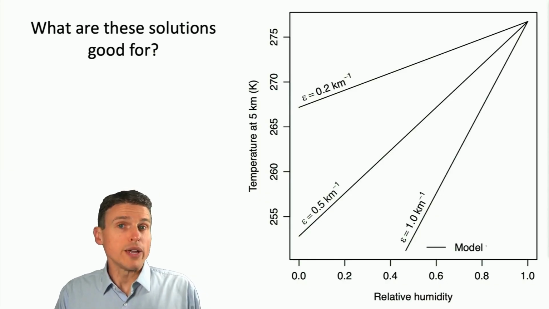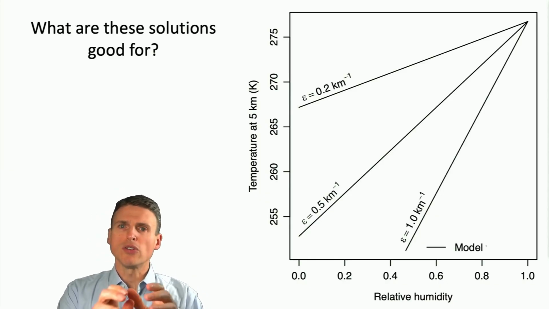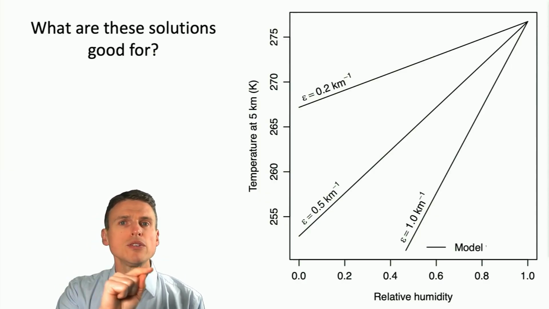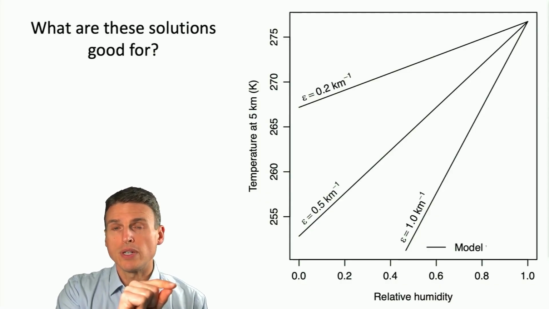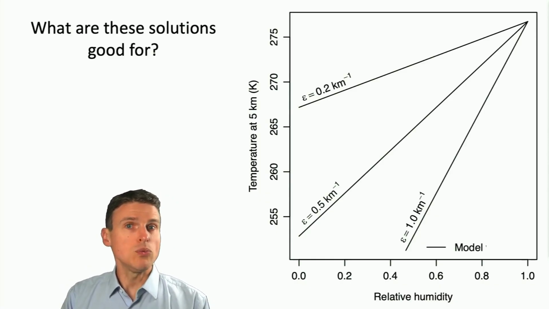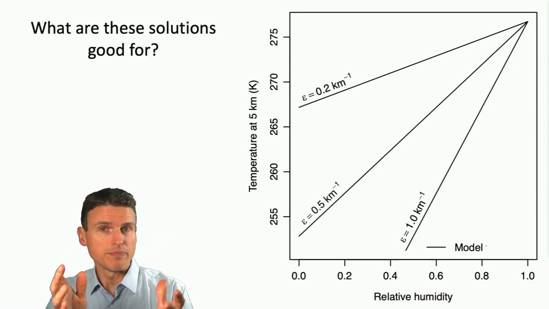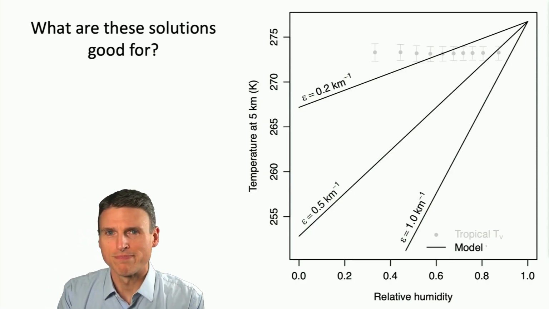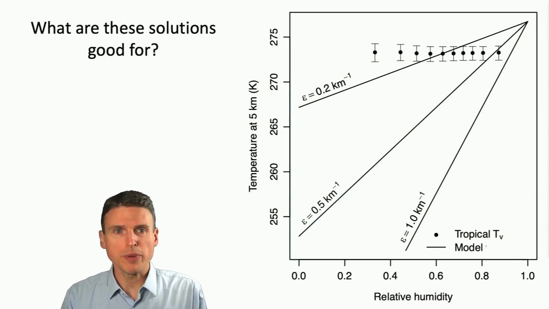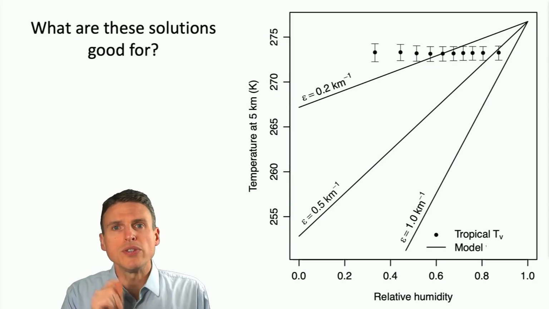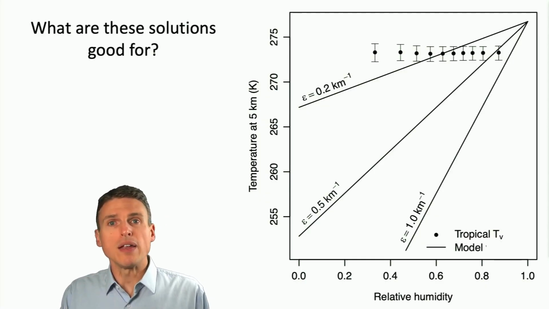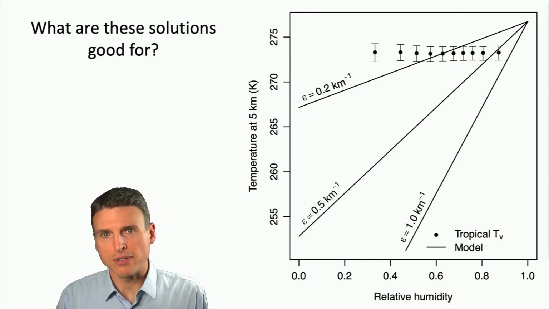So you might think at this point that all we have to do is go look out there in observations and see what the relationship is between temperature at 5 kilometers and relative humidity at 5 kilometers to see what nature's entrainment rate is. But that doesn't work. In fact, that fails for a very good reason. What we see when we look at the observations in the tropics is a flat line. We see that the temperature at 5 kilometers does not depend on the relative humidity at 5 kilometers.